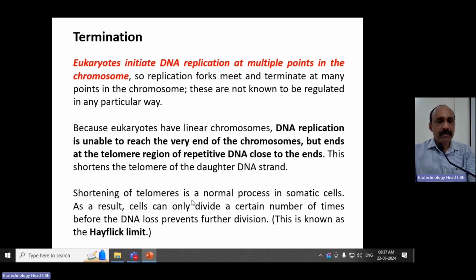So this is the shortening of the telomeres, the normal process in somatic cells. A cell can only divide a certain number of times before the DNA loss prevents further division. When the gap is not closed, the chromosome length decreases every time it replicates. That is called the Hayflick limit, right? The Hayflick limit gives how many times the chromosome can divide, replicate, or make new copies.